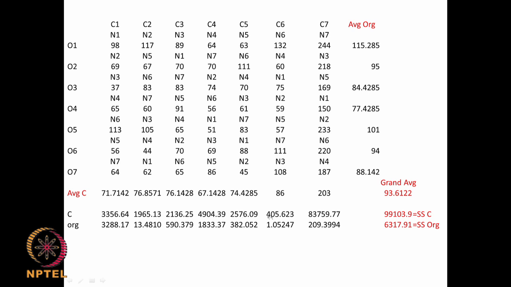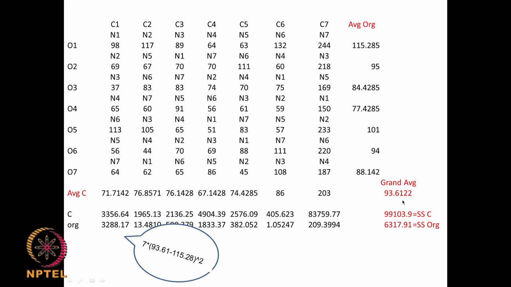So, we add up all these things, that will give you the sum of squares for carbon. Do you understand? We have the averages for carbon, we subtract each item from the grand average, square it up, and every time we multiply by 7 because there are 7 terms here. Now for the organism, what do we do? We again multiply by 7 because there are 7 items here.